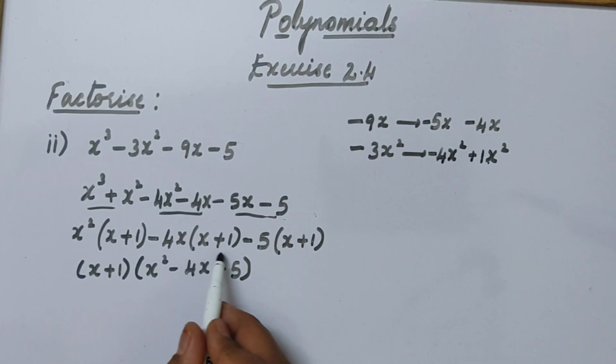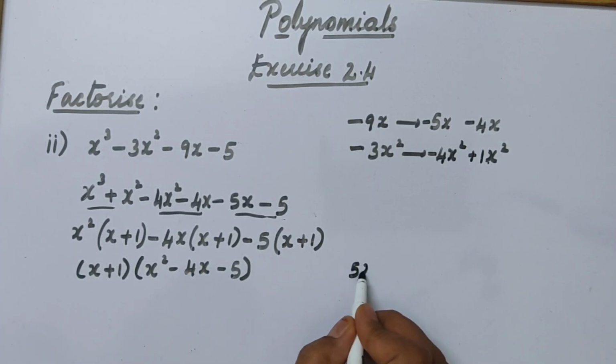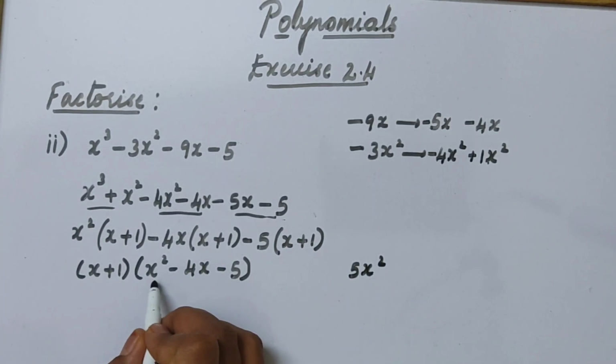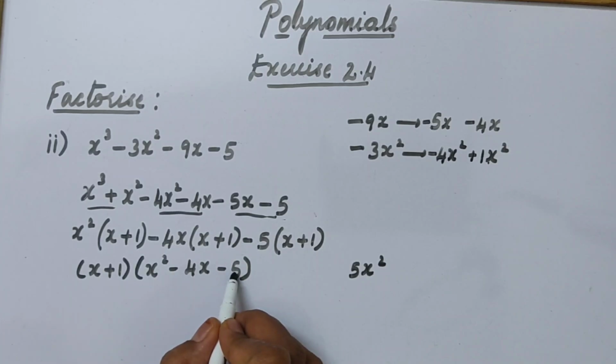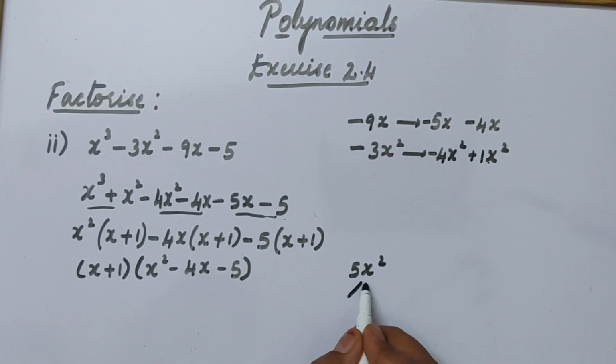Now let me multiply first and last term. These two, x square and 5. If I multiply first and last term, I am going to get 5x square. The factors of 5 are 5 ones are 5. Now split x on both sides.